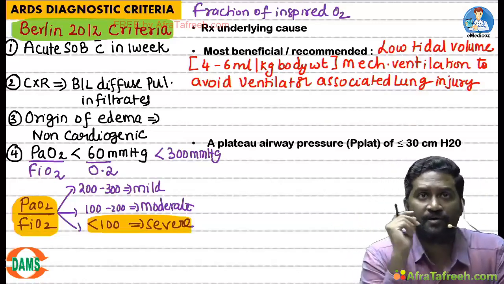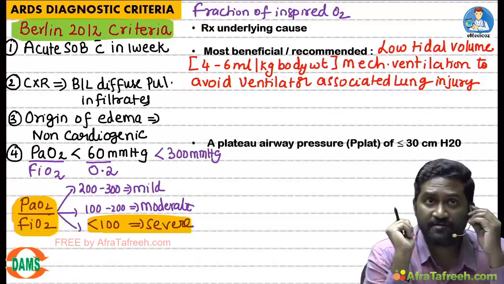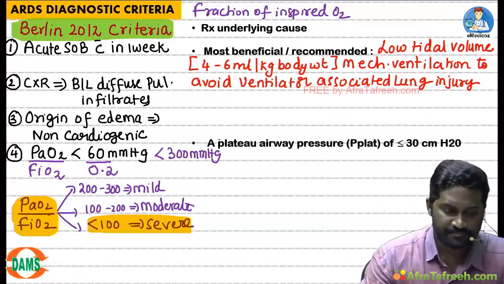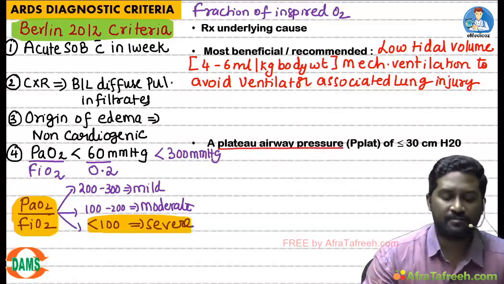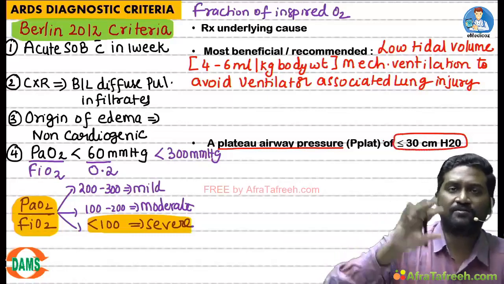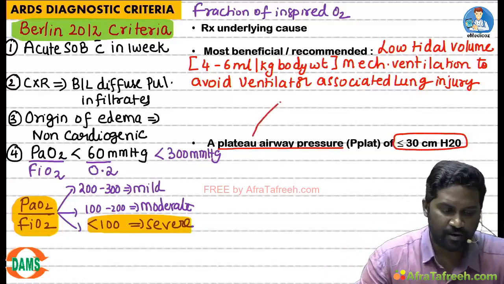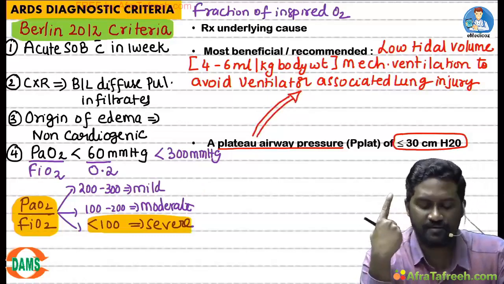Later on, we also understood that not only should the volume be controlled, the pressure given to the small airways should also be controlled. This plateau pressure is nothing but the pressure delivered to the small airways. So that should also be controlled. It should be less than 30 centimeter H2O. All this you can adjust on a ventilator, so no need to worry. Why do we give a plateau pressure less than 30 centimeter H2O? Again, to avoid ventilator associated lung injury.